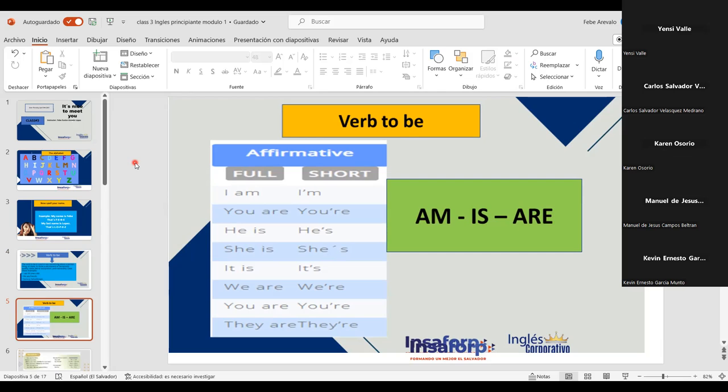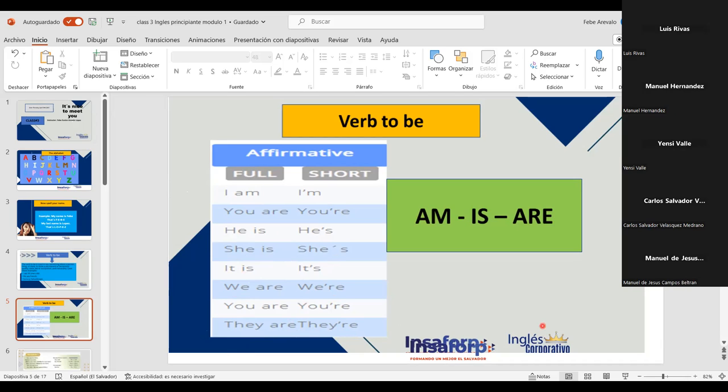Tenemos la affirmative, full and short. Afirmativo, forma larga, full, y forma contractada o corta, short. Okay? So we have I am. He is, he's, she is, she's, it is, it's, we are, we're, you are, you're, they are, they're.